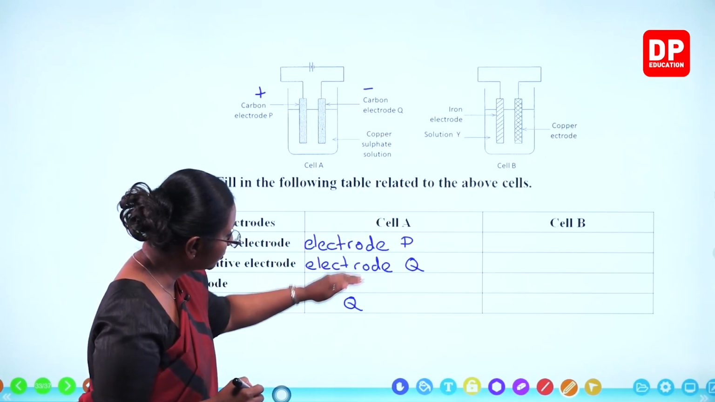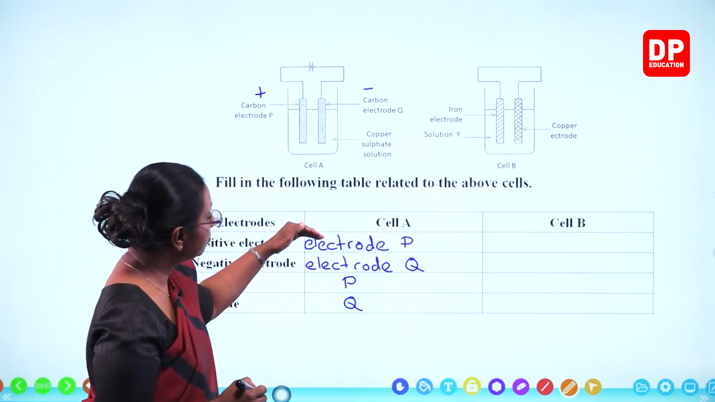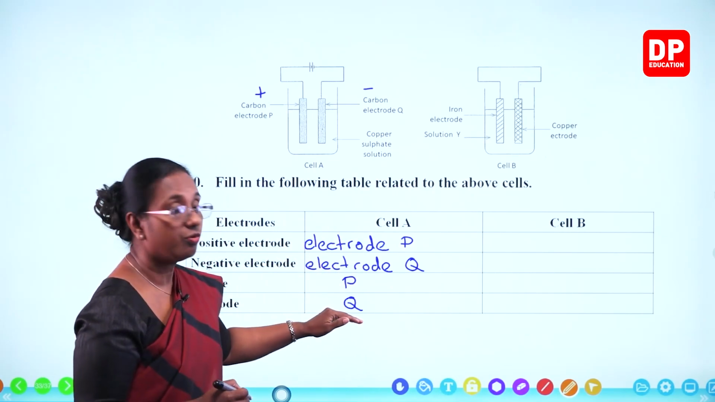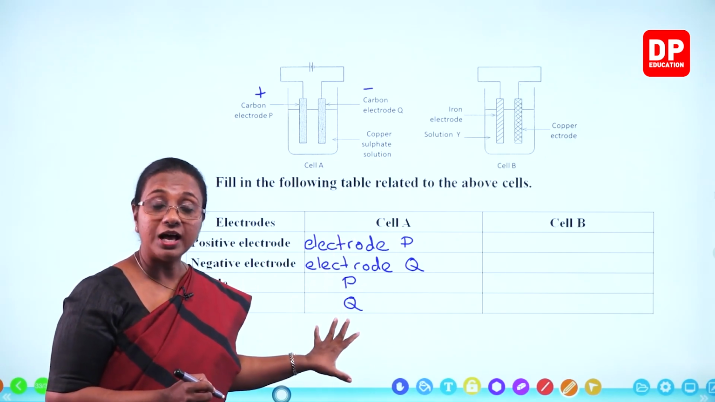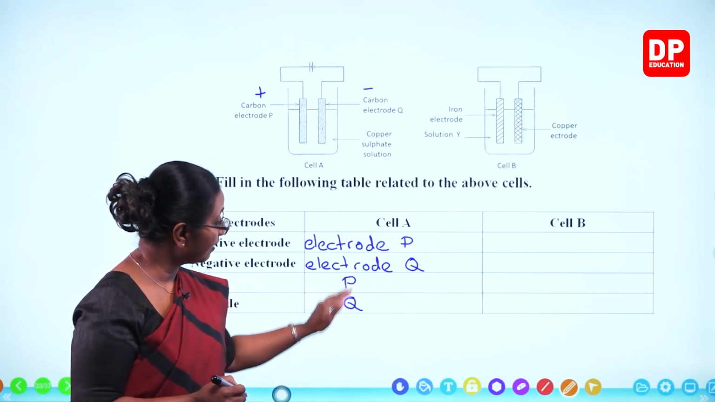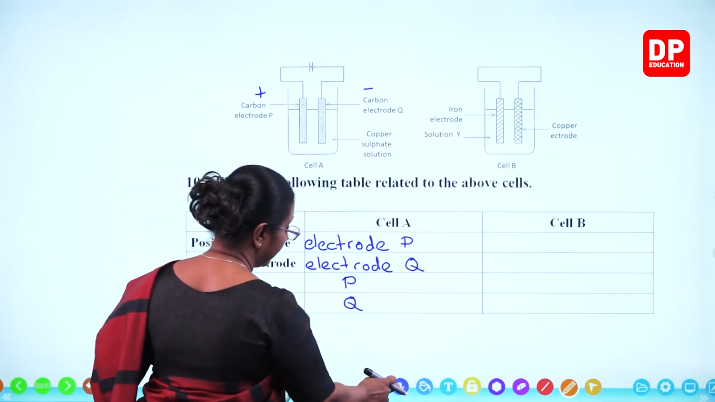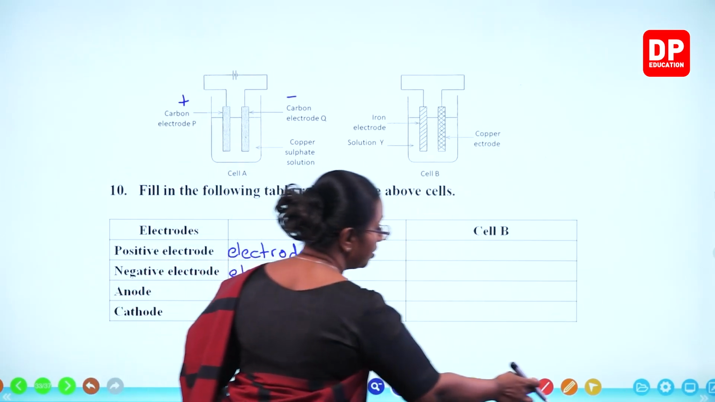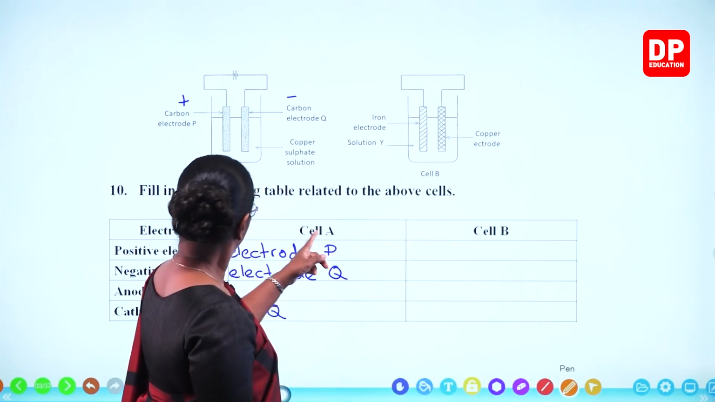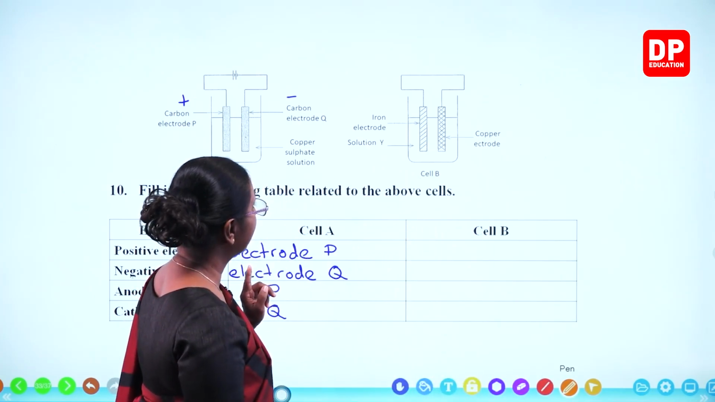I have written these two in two different ways. You can follow this format or only write the letters. Both are correct. That is why I have used both methods here. Same way, if we try to write for cell B, what are the positive and negative electrodes?